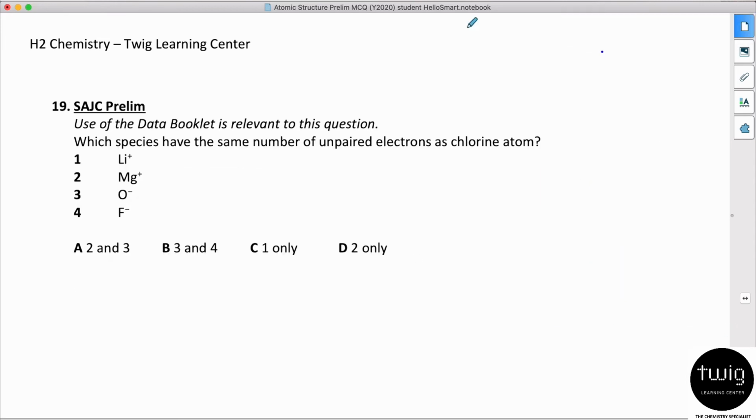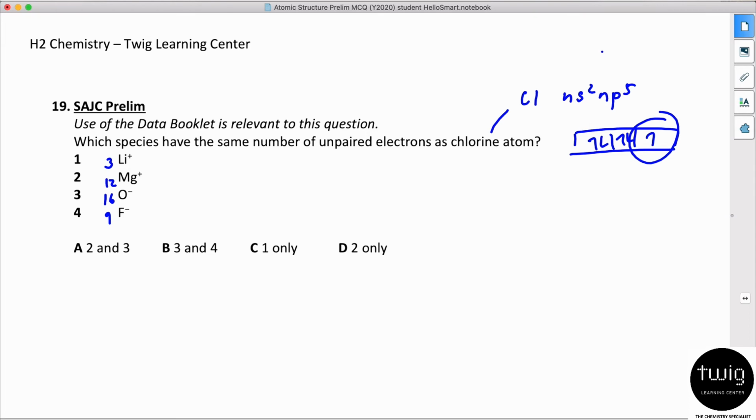Question 19. Lithium, I will just write the proton number. This is 3, this is 12, this is 16, and fluorine is 9. Which has the same number of unpaired electrons as a chlorine atom? Chlorine's outermost shell has 7 electrons, so it's ns2 np5. The np5 looks like this, 1, 2, 3, 4, 5, so it has 1 unpaired electron.